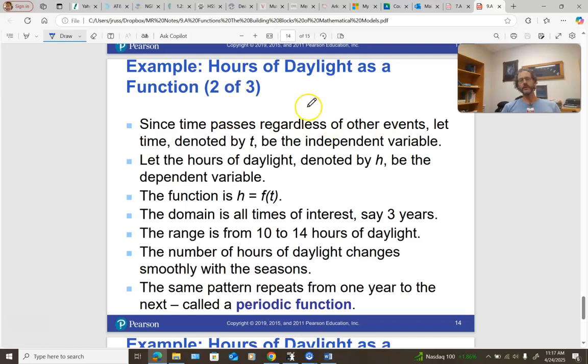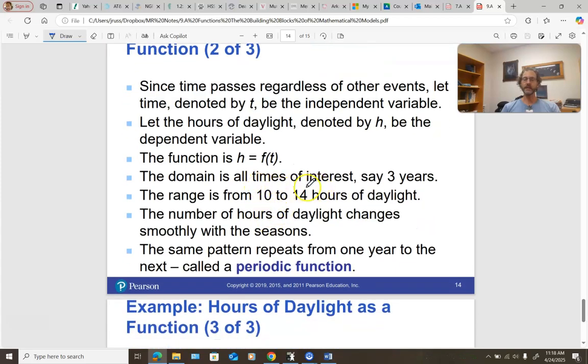And so what you could do is think about this in terms of a function. You could say, okay, t, the time of the year, is my independent variable, and then the number of hours of daylight, h, depends on the time of the year. So h would be my dependent variable. And so you could write it as a function like this: the value of h depends on the time of the year. The domain is all times of interest, say over a 3-year period of time.